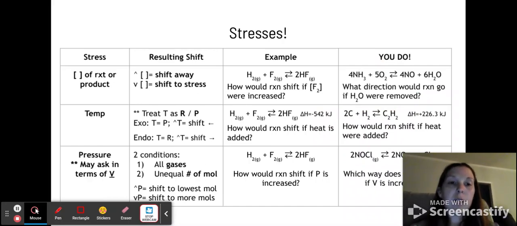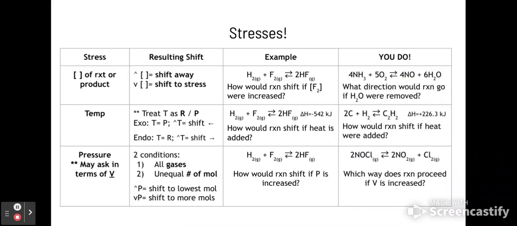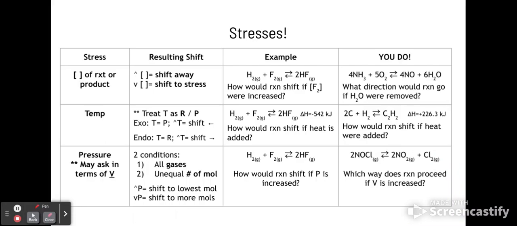So here are the big stresses. Here are the big stresses that we need to make sure we understand, and we're going to go through these together and do some examples. The first stress is concentration of reactants or products. If you increase the concentration of either one of these, whatever side you're looking at, then you're going to shift away from that increase. If you decrease the concentration, you're going to shift towards that decrease.